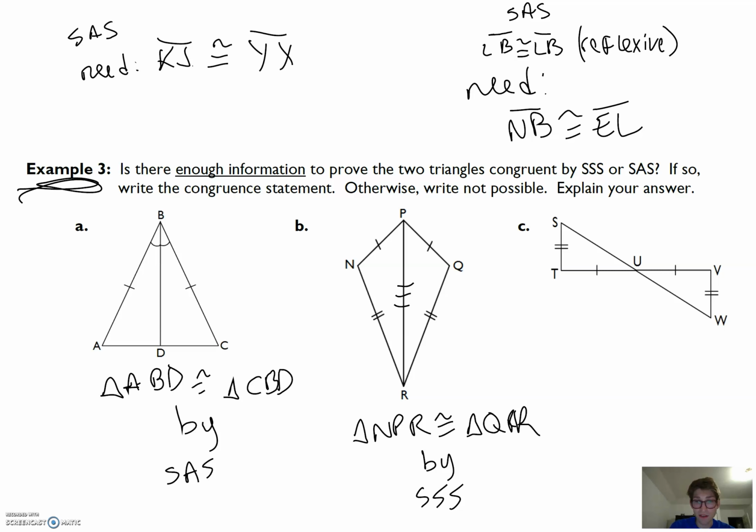And for this last one, these two angles right here are congruent because they're vertical angles. However, those are not the included angle. We don't have the included angle. So, can't use SAS for this one. We'd need the angle T and the angle V if we wanted to do that one. And we also don't have the third side, so we can't do side, side, side.